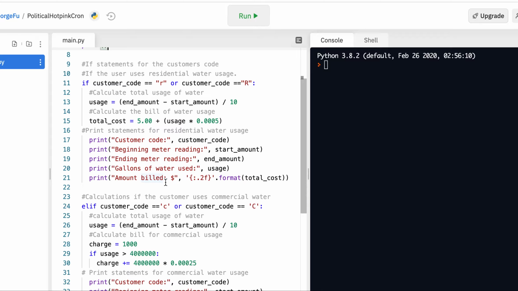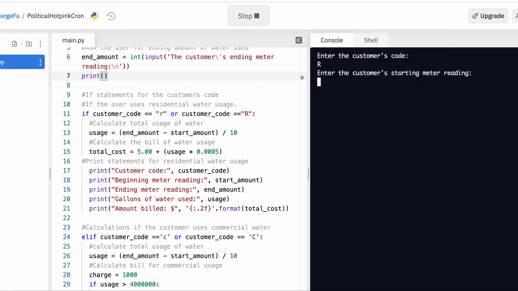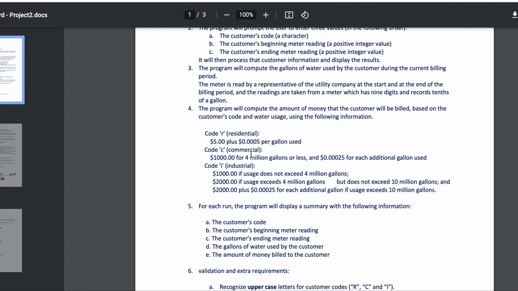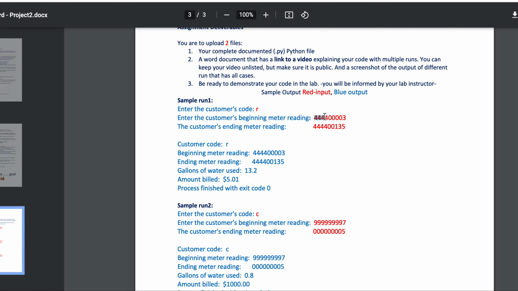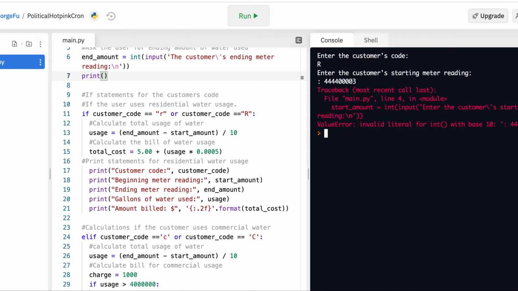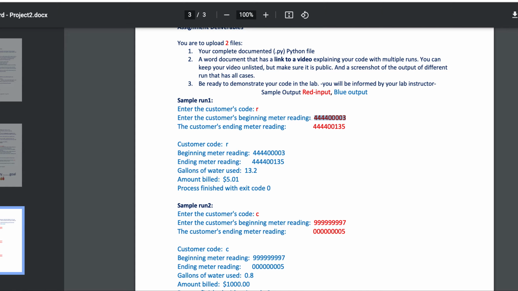We can do a practice run with just residential. So let's run it real quick. Let's say the customer enters capital R, and going back to the sample run that they had for little r or residential, they had the beginning reading as this number. Oh wait, hold up a second. Give us a second, guys. All right, and the customer's ending reading would be this.